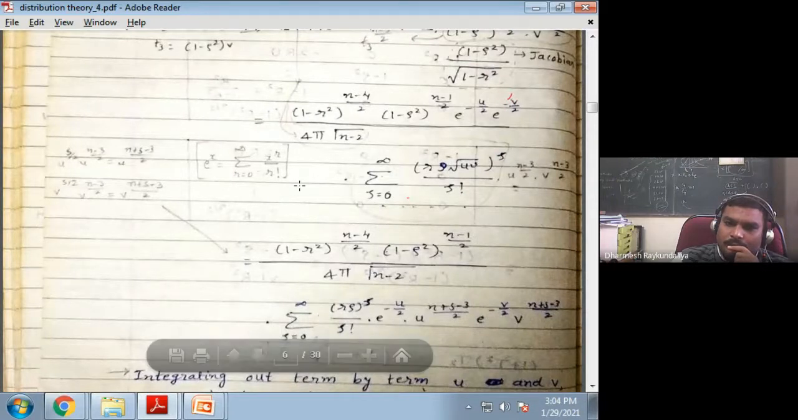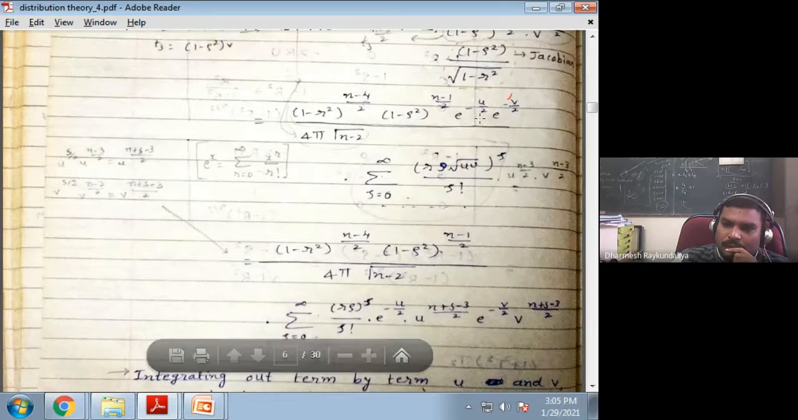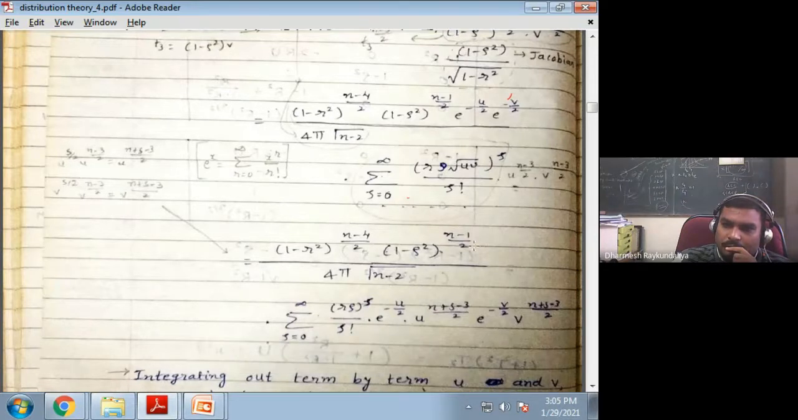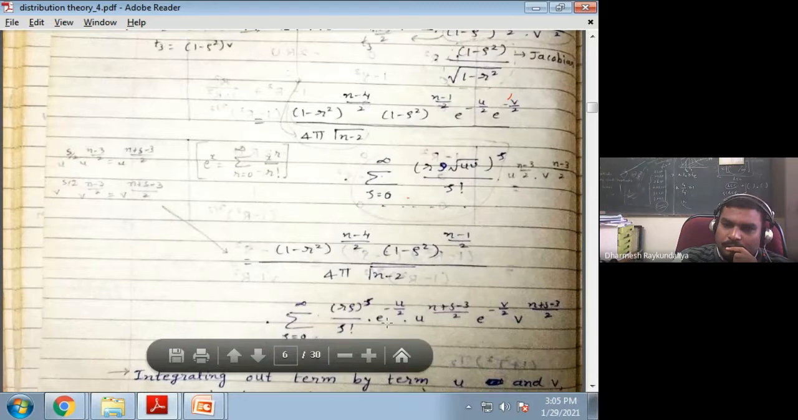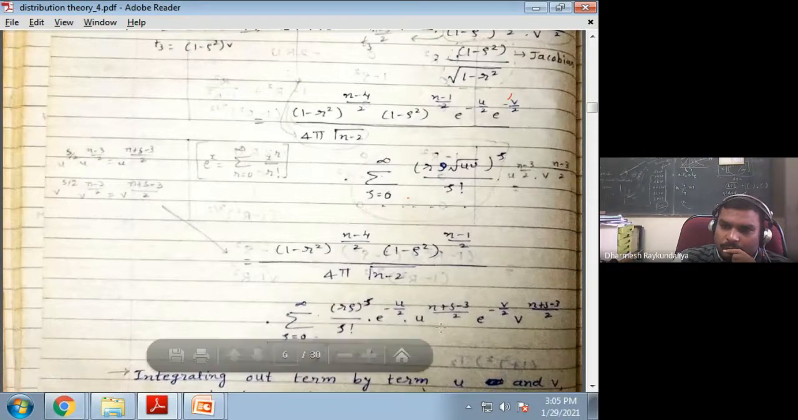And we know that constant value is 4 pi gamma n minus 2. So 1 minus r square to the power n minus 4 by 2, 1 minus rho square to the power n minus 1 by 2, and this. And now I am writing all this quantity, e raised to, this whole thing I have taken here, okay. I wrote this earlier: r raised to s, rho raised to s, and u raised to what, s by 2. Here how much is it, n minus 3 by 2. So can I write n plus s minus 3 by 2, v raised to n plus s minus 3 by 2, so that is what I wrote.